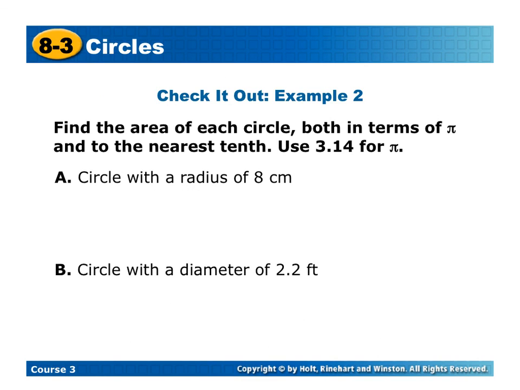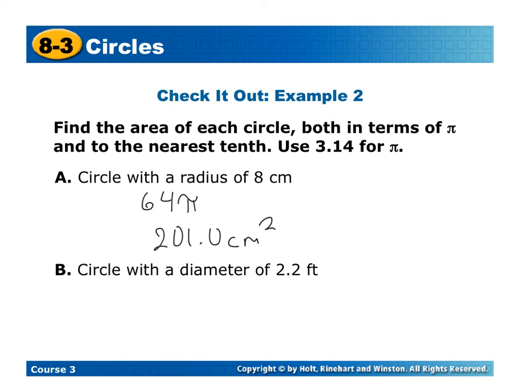So now it's your turn. Why don't you try these two on your own? So here we have, in terms of pi, it's going to be 64 pi, because 8 squared is 64. Do 64 times 3.14, and we get about 200.96, which would be about 201.0 centimeters squared.